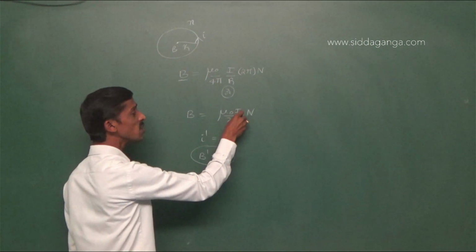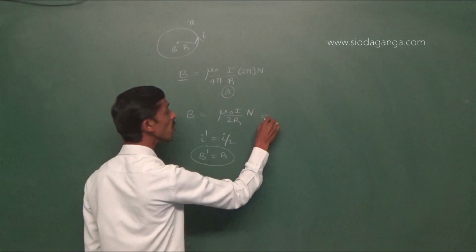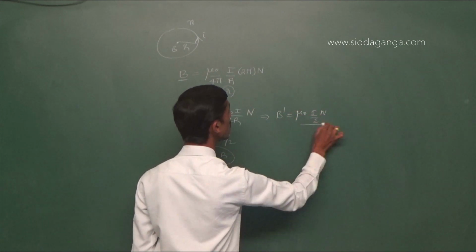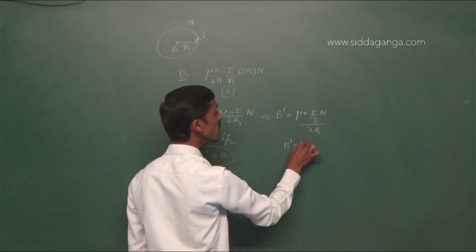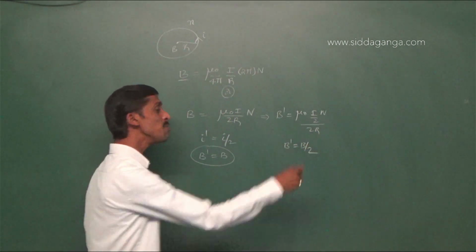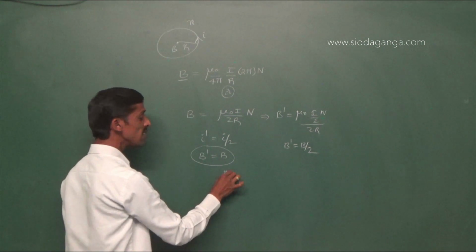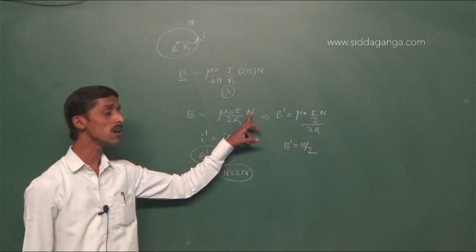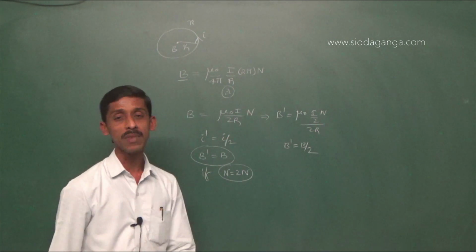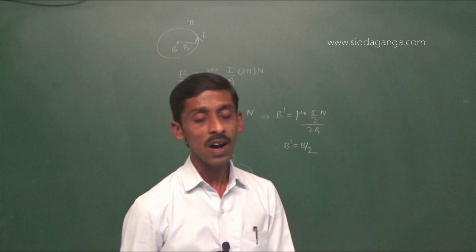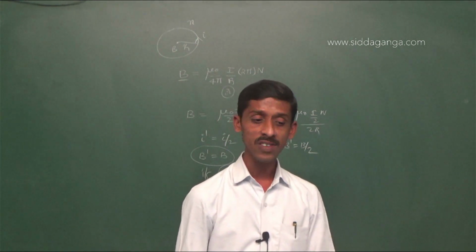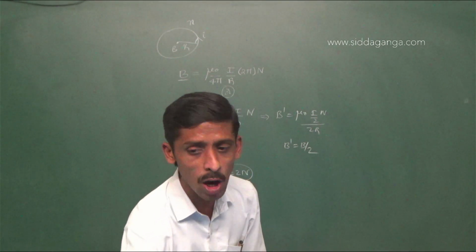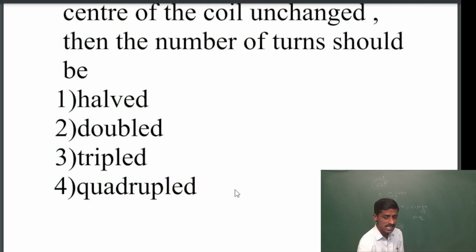When the current is reduced to half, the magnetic field will be mu naught I by 2 into N divided by 2R. The magnetic field has been reduced to half. For the same amount of magnetic field, the only choice is that the number of turns gets doubled. If the number of turns gets doubled, then the magnetic field will become the previous value. So for the magnetic field at the center of the coil to be unchanged, the number of turns should be doubled. So, second option.